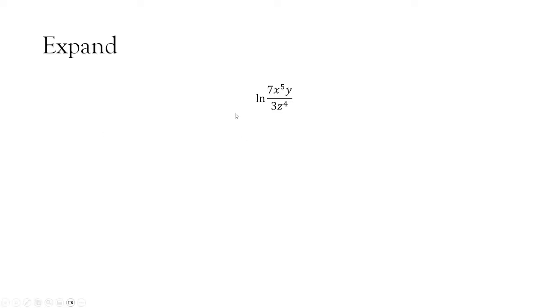Well, in expansion, if I have multiplication on the inside, it becomes addition if I separate them. So let's focus on this top half. On the top, I have 7 times x to the 5th times y. Therefore, this becomes the natural log of the first part plus the natural log of the second part plus the natural log of the third part.